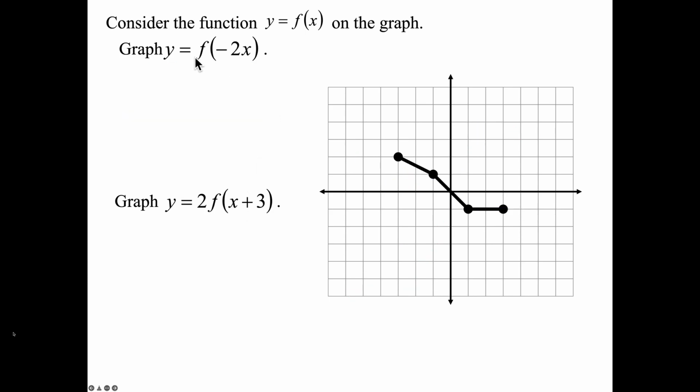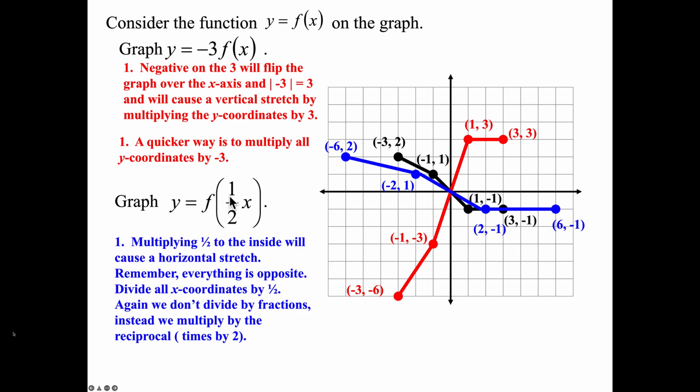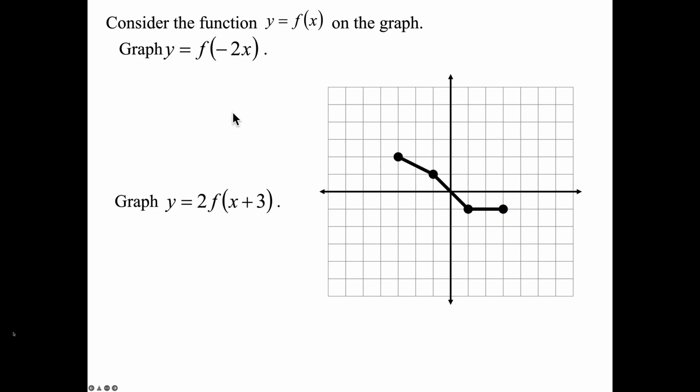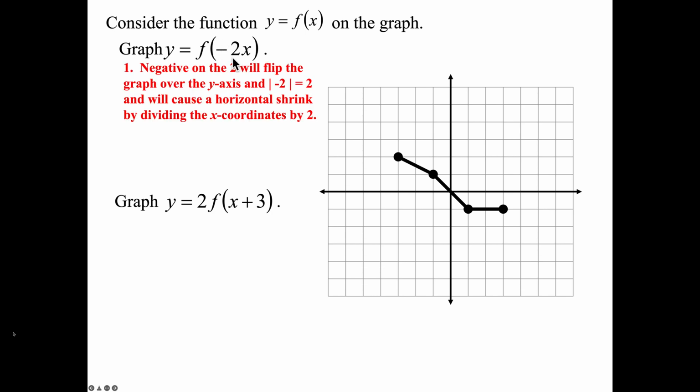Next example, f of x equals negative 2x. Again, on the inside, we'll do the same thing we did here. Instead of multiplying all your x's by a negative 2, I'm going to divide them all by a negative 2. And that will get the job done quicker.